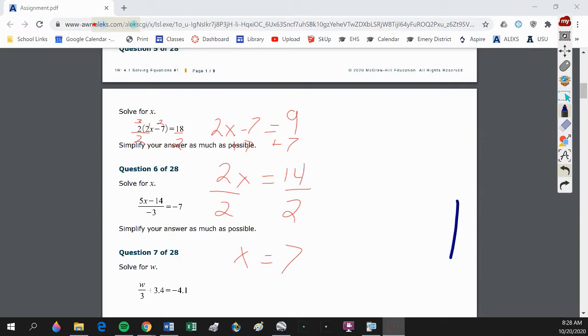Yeah, so that's what I did the first time. So you can multiply the 2 in and solve, or you could divide the 2 to the other side and then solve.